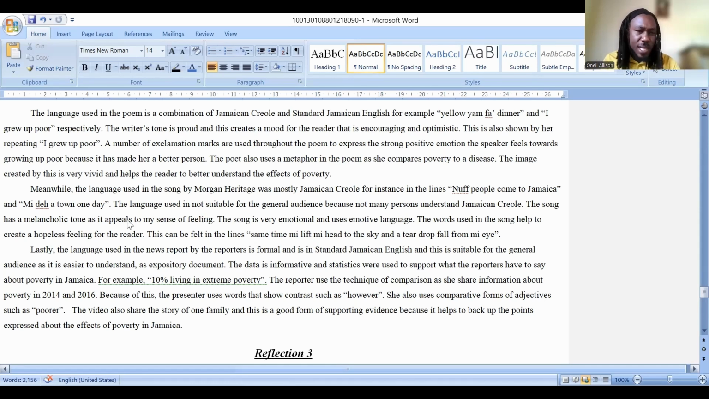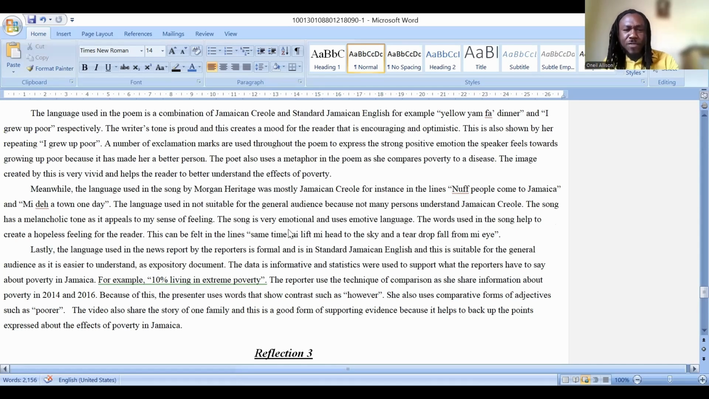All right. Meanwhile, the language used in the song by Morgan Heritage was mostly Jamaican Creole. For instance, "in the light, enough people come to Jamaica and meet they at town one day." The language used is not suitable for the general audience because not many persons understand Jamaican Creole. The song has a melancholic tone as it appeals to my sense of feelings. Technique, effect. What's the effect on the readers?